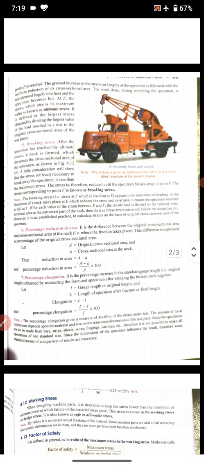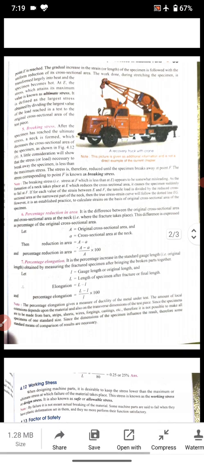Then reduction in area is equal to capital A minus small a, and the percentage reduction in area is equal to capital A minus small a upon capital A, multiplied by 100. Why divided by capital A? Because you are going to compare it with the original area.